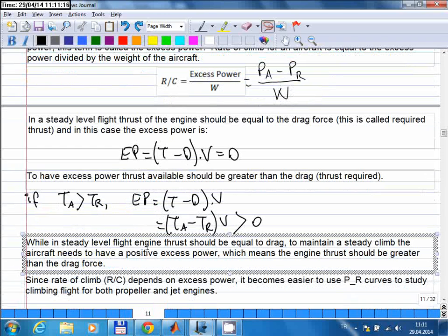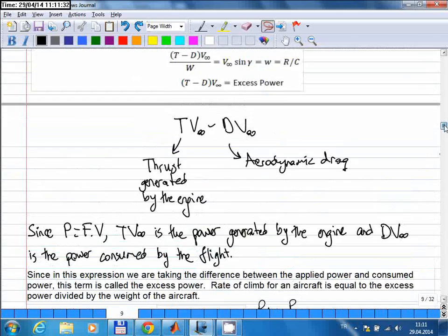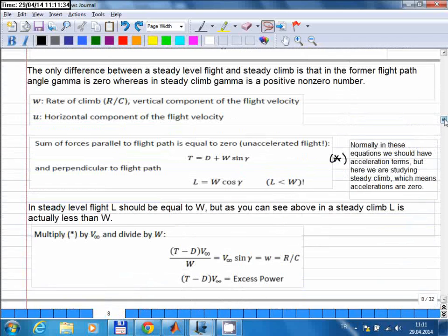So while in steady level flight, engine thrust should be equal to drag. To maintain a steady climb, the aircraft needs to have positive excess power, which means the engine thrust should be greater than the drag force. Okay? And the reason is apparent here. The engine needs to provide more force than drag force because some of that force goes to supporting a part of the weight of the aircraft.